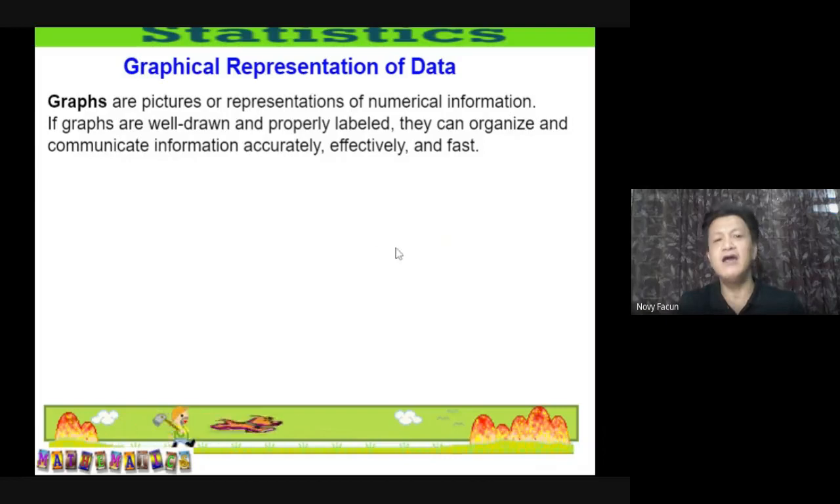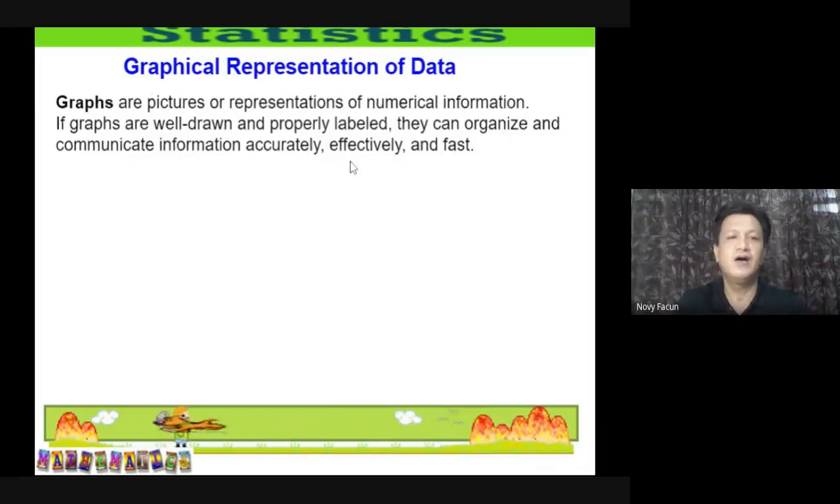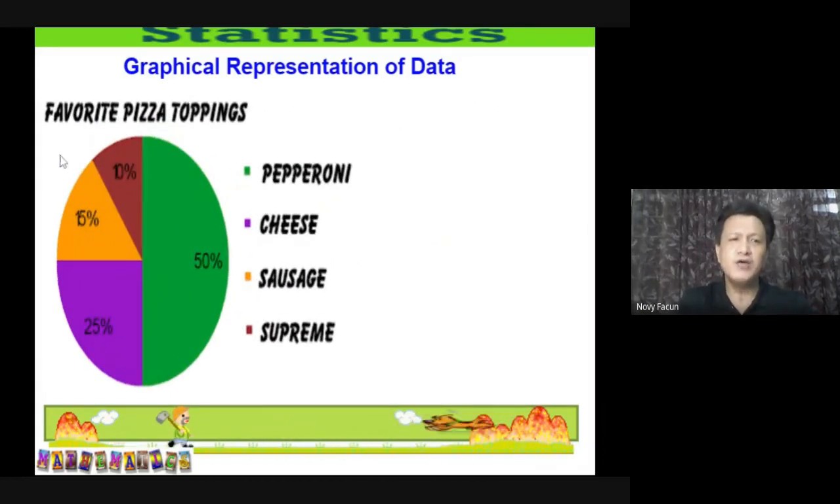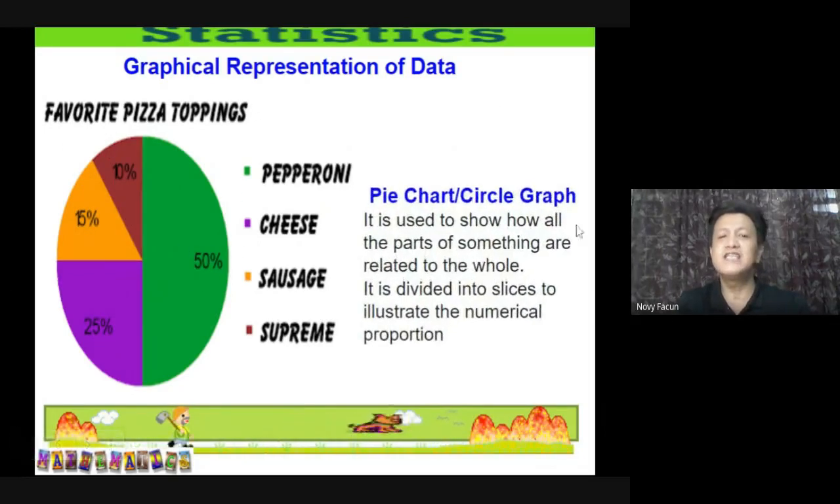To make it effective and accurate. Okay, so with that, meron tayong tinatawag na pie chart or circle graph. Okay, it is used to show how all the parts of something are related to the whole. It is divided into slices to illustrate the numerical proportion. Meron tayong tinatawag na percentage or the percent. And in a circle, meron tayong tinatawag na angle sector. Ito yung bahagi ng angle natin or that is the angle measure. Okay, but the total measure of the angle is 360.